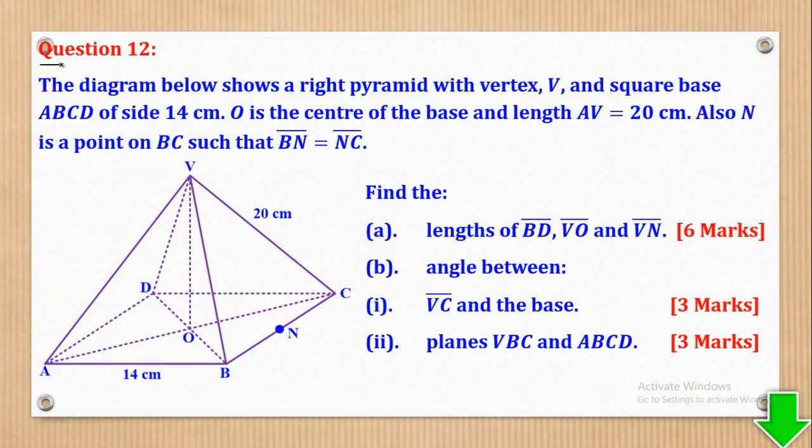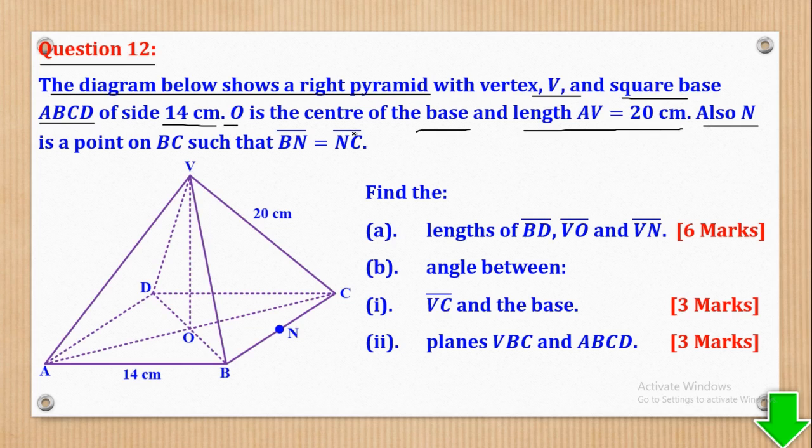Now let's go to question 12. Question 12 says the diagram below shows a right pyramid with vertex V and square base ABCD. Know that word, square base, of side 14 centimeters. O is the center of the base and length AV is 20 centimeters. Also, capital N is a point on BC such that BN is equal to NC. That means that N is the midpoint of BC.